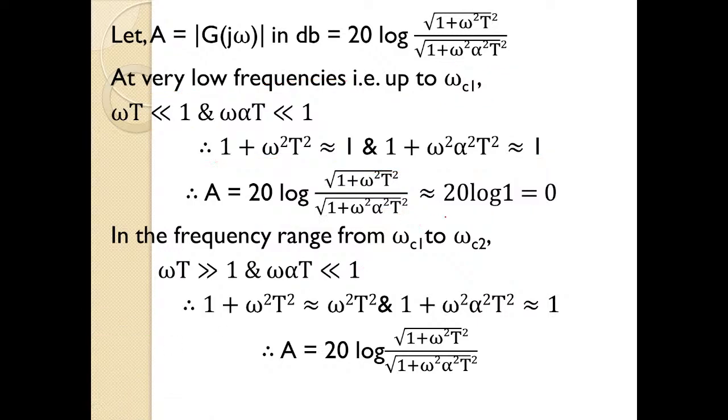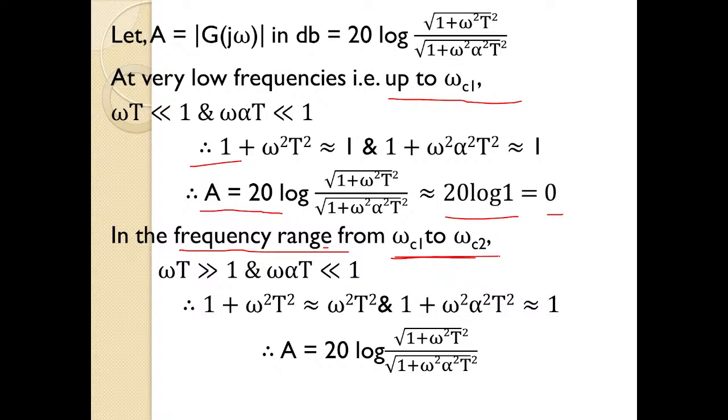You will get 20 log 1. So 20 log 1 is equal to 0. So A value, when omega is less than the first corner frequency, at low frequency, A value is equal to 0. Now let us assume that frequency is in between omega c1 and omega c2.